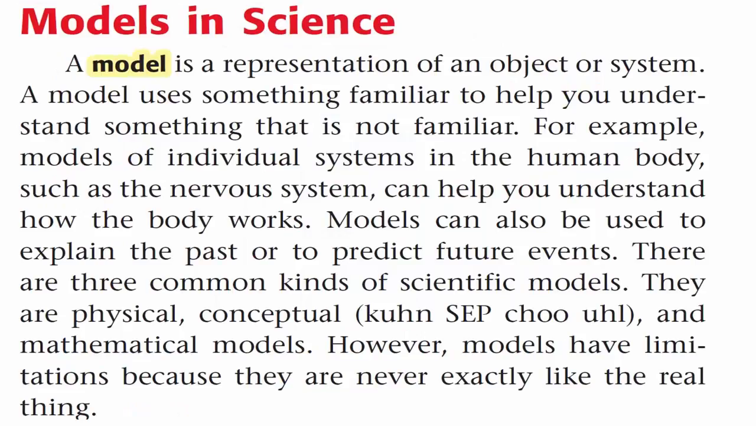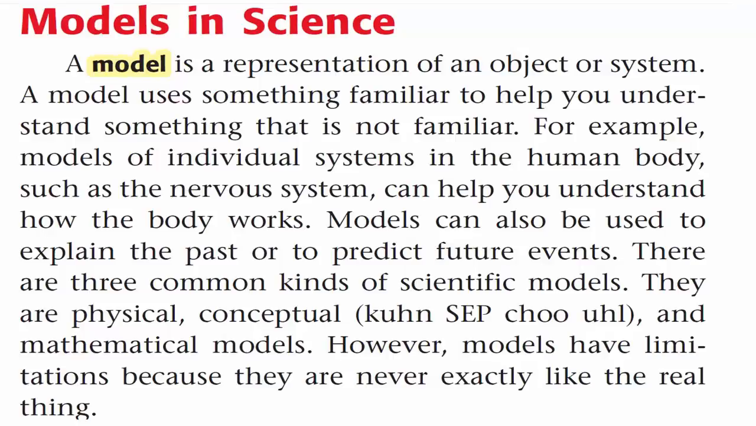Models in science. A model is a representation of an object or system. A model uses something familiar to help you understand something that is not familiar. For example, models of individual systems in the human body, such as the nervous system, can help you understand how the body works. Models can also be used to explain the past or to predict future events.